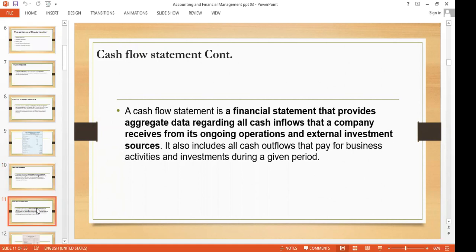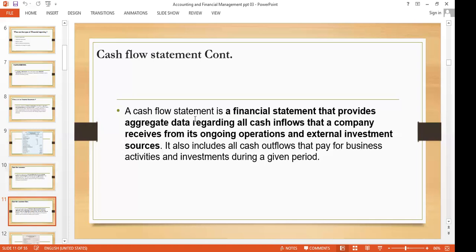The cash flow statement is a financial statement that provides aggregate data regarding all cash inflows that the company receives from its ongoing operations and external investment sources. It also includes all cash outflows that pay for business activities and investment during a given period. We can get cash outflows and inflows of the company.